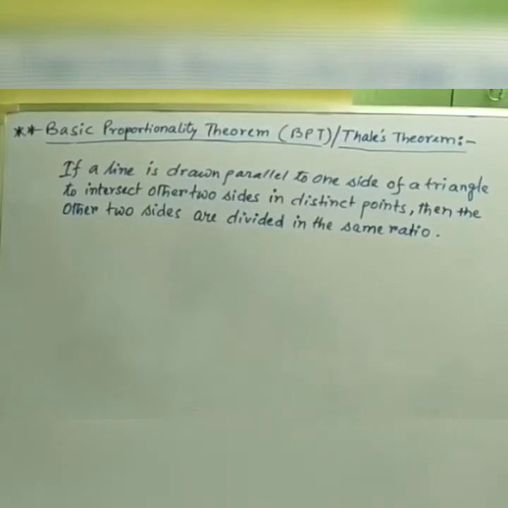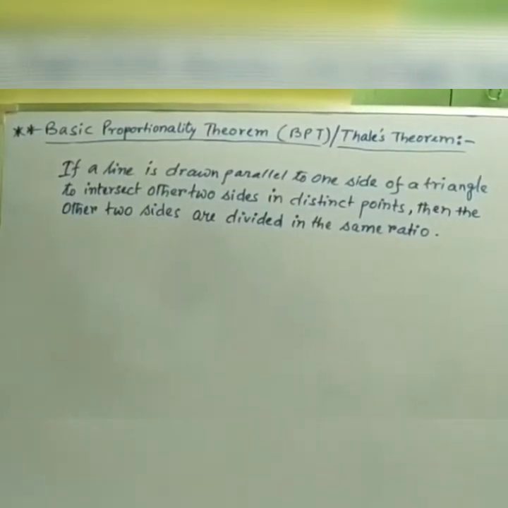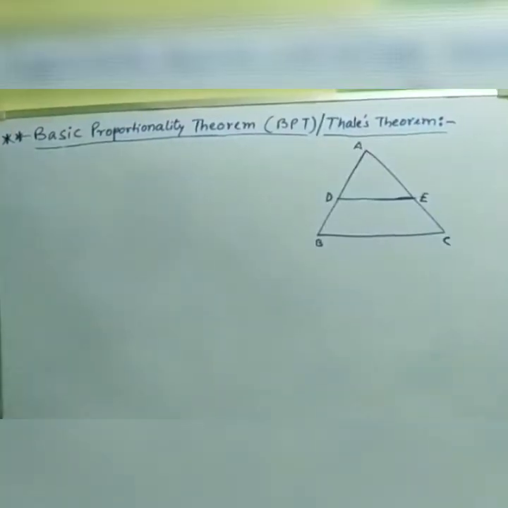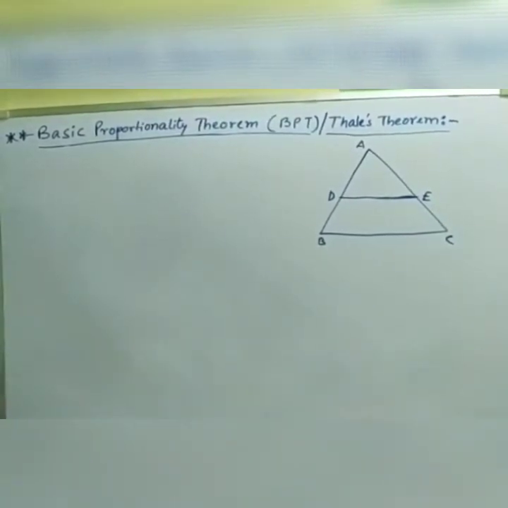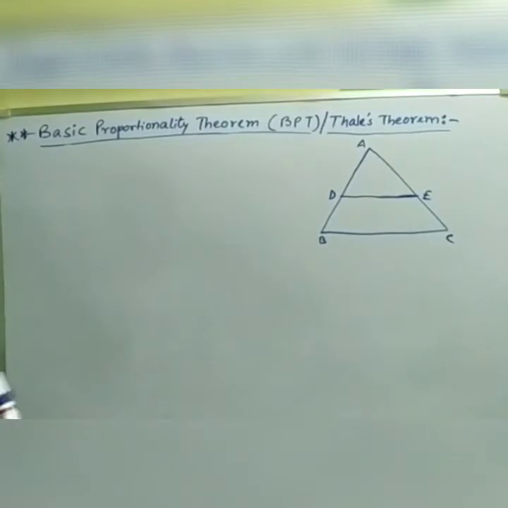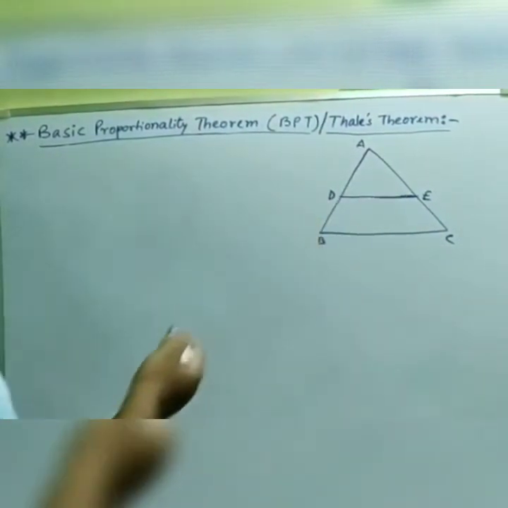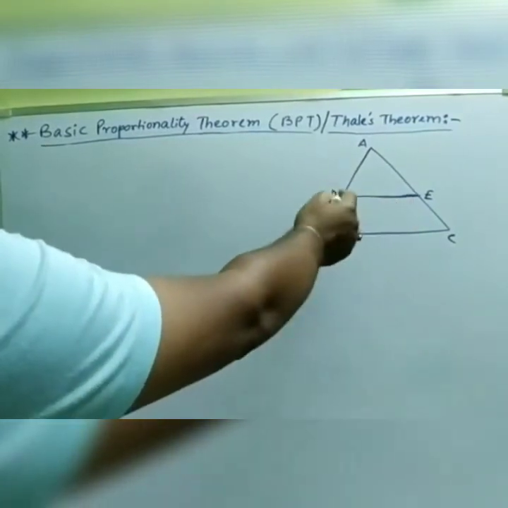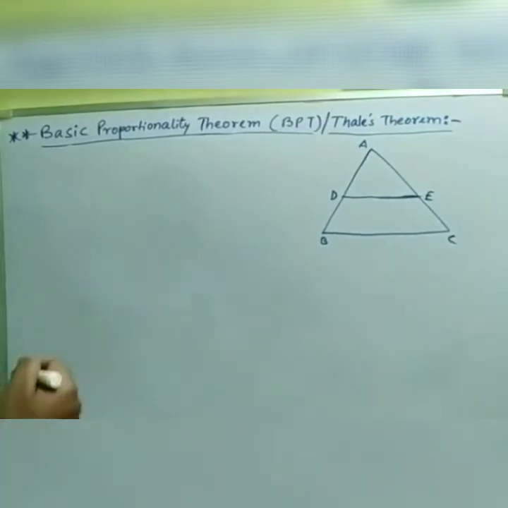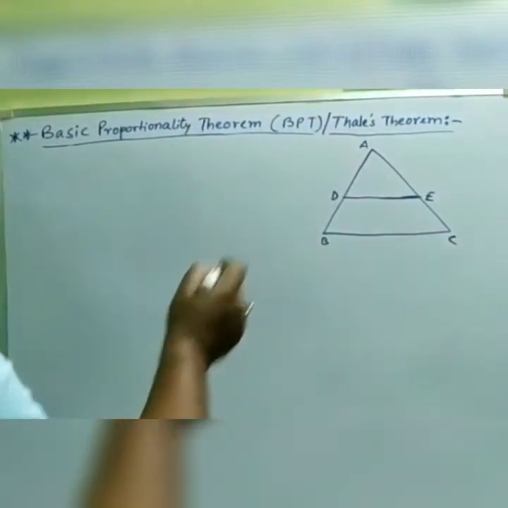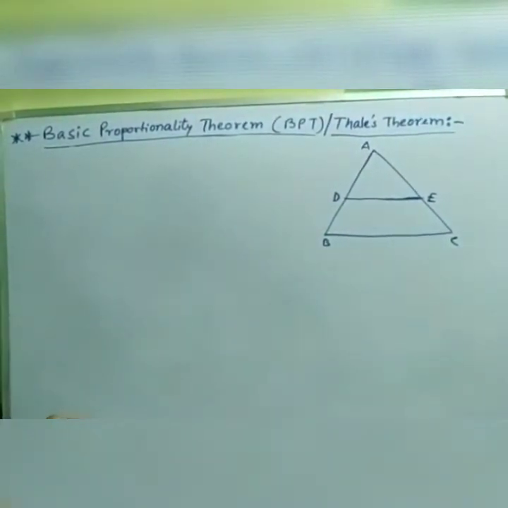Now we will go for the proof, and for that proof at first we need to draw the diagram. So let's go for it. Here you can see one triangle ABC and a line DE which is parallel to the side BC and intersects AB and AC at D and E. So by the statement of BPT you are getting this. Okay, so this is the diagram of the Thales theorem.